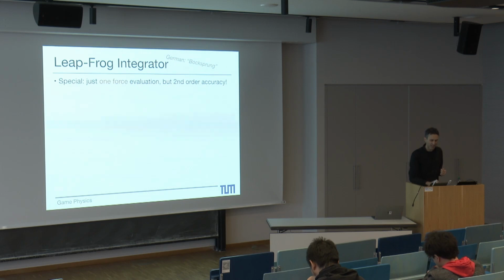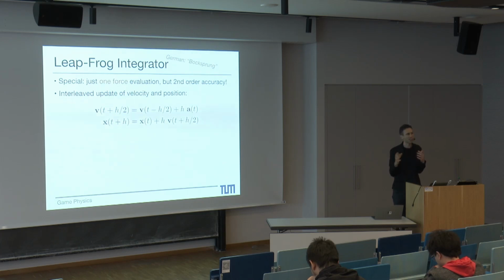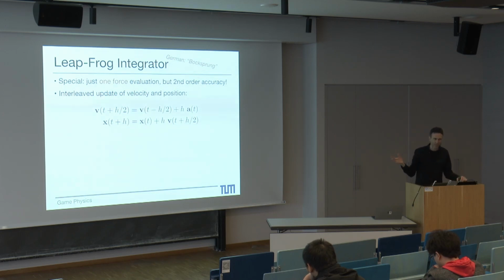And the great thing about this leapfrog is that by this viewpoint of effectively storing the quantities position and velocity at different points in time, you get a method that with the cost of an Euler step gives you second order accuracy. So it's really as cheap as Euler.